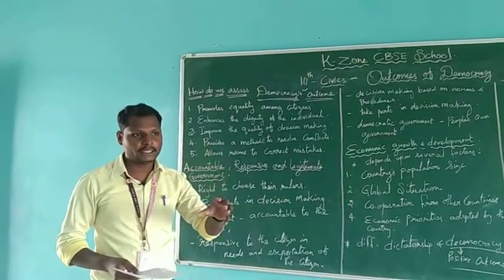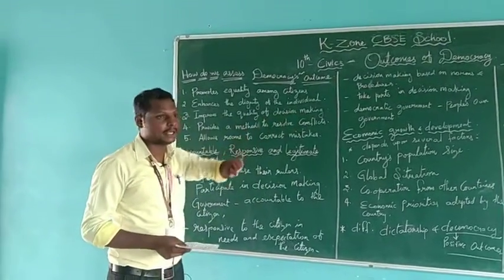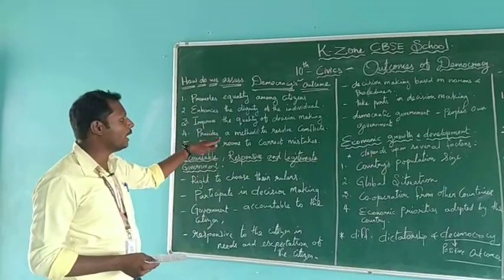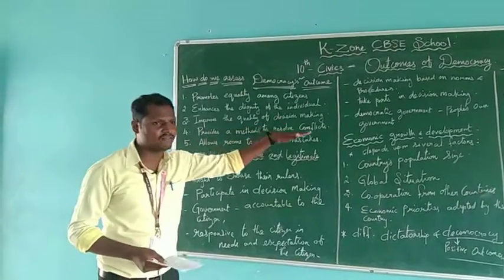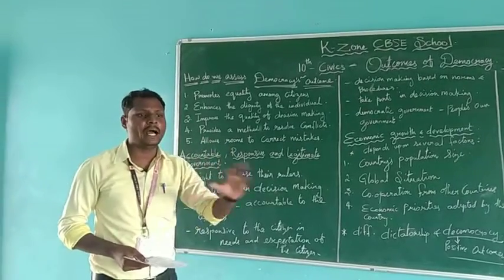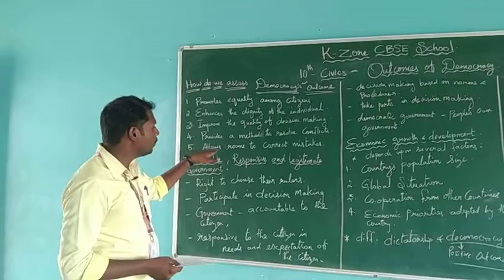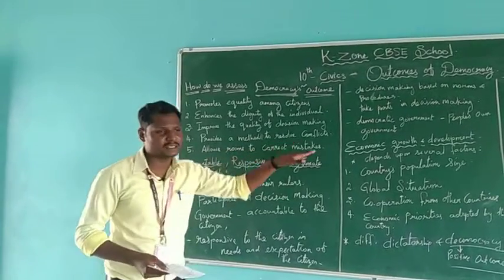So we should consider these kinds of divisions and we should take decisions in every part, and provide a method to resolve conflict. When we get a conflict, we should have some method to handle that kind of conflict. And the last one is to allow room to correct mistakes.